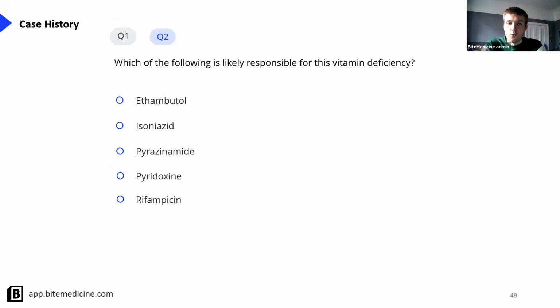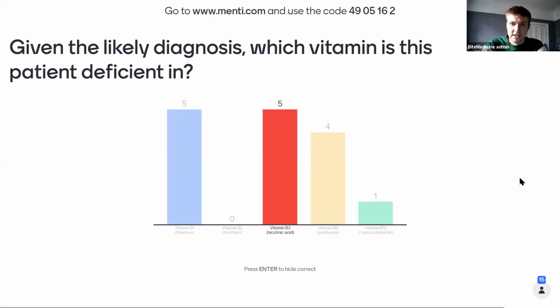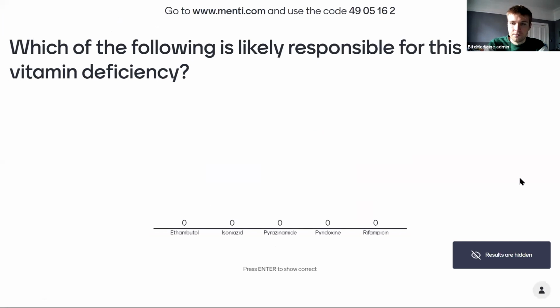Next question. Which of the following is likely responsible for this vitamin deficiency in this gentleman? So he said that he recently started active tuberculosis treatment. So that's the final question of the day. Let's make it a good one. Which of the following is likely responsible? Is it ethambutol, isoniazid, pyrazinamide, pyridoxine, or rifampicin?